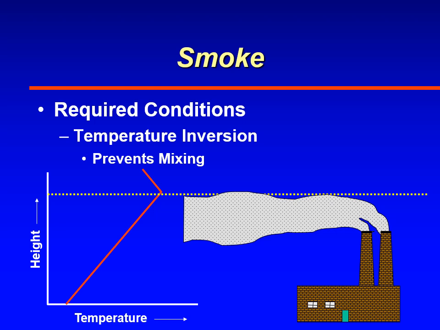So for the required conditions, you need a strong temperature inversion to have really reduced visibilities as a result of smoke, because of the mixing.